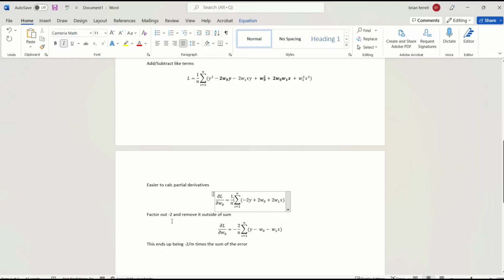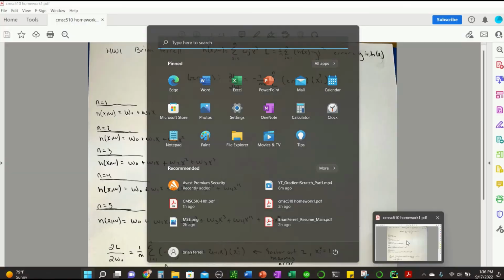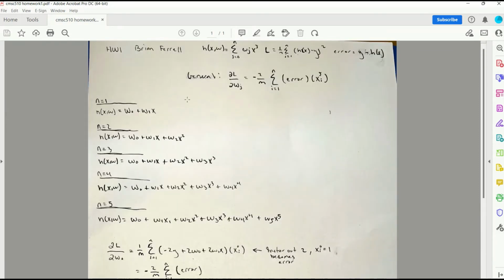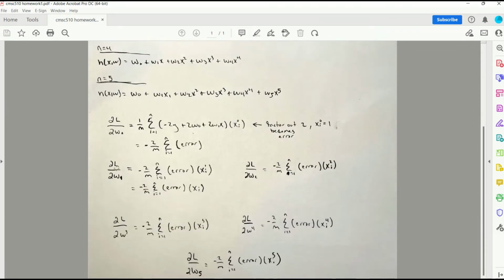Then, to make it even simpler, we can factor out a negative 2 here and remove it, since it's a constant, outside of the summation notation. So we end up getting minus 2n times the sum of this little calculation right here, which is really just the error. So this ends up being negative 2, here we'll put an n in there, times the sum of our error, right? So if we go back to our PDF file, which basically has some of the formulas in our models, we have that right here.